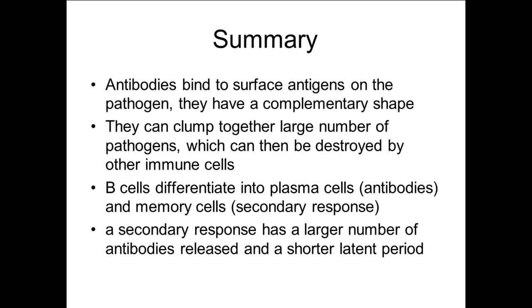The B cells can differentiate into two types, so plasma cells, which are the ones that produce the antibodies, and memory cells, which stay in your system ready for a secondary response. So if you were to get infected with exactly the same pathogen again, you have your memory cells there for a quick secondary response. And within a secondary response, there's a larger number of antibodies produced and a shorter latent period.